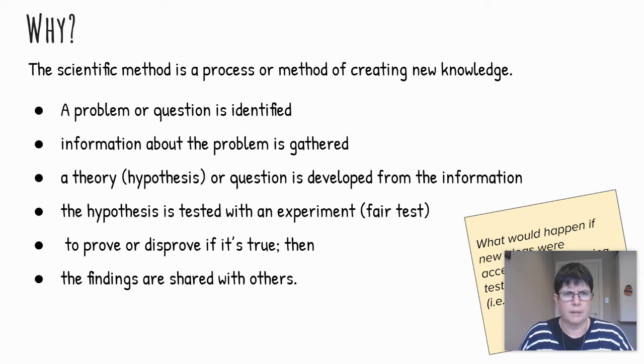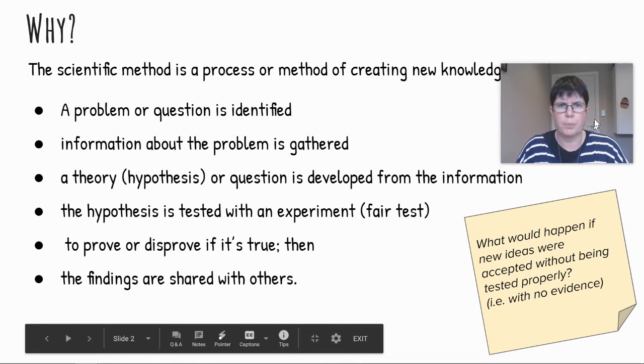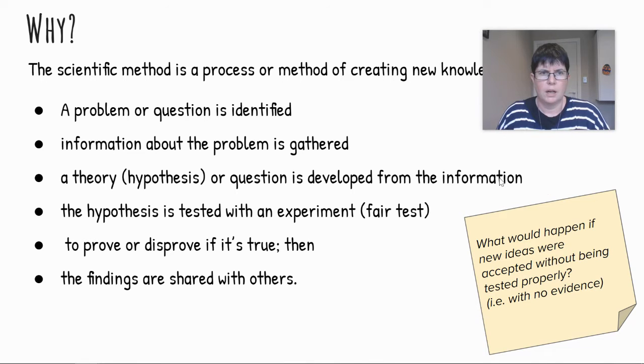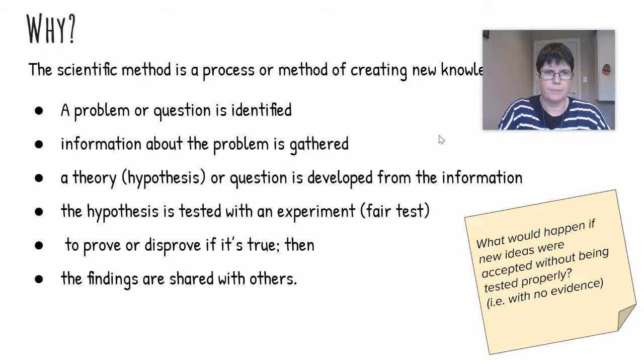So why are we doing this? So the scientific method is a process or method of creating new knowledge. A problem or question is identified. Information about the problem is gathered. A theory or hypothesis or question is developed from the information. The hypothesis is tested with an experiment. We do a fair test. Then the theory or the hypothesis is proven to be true or disproven, and then the findings are shared with others. And this scientific method is a way of creating new knowledge.